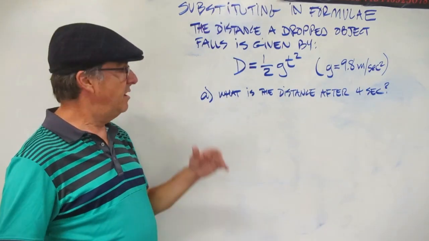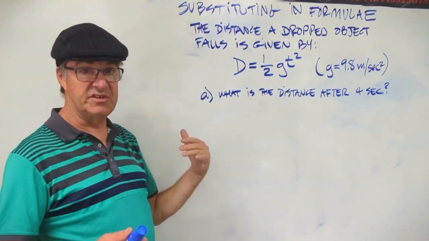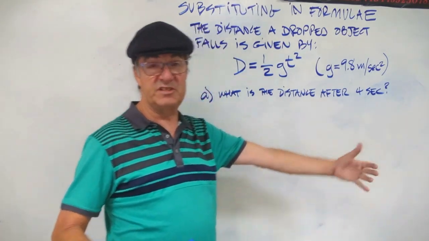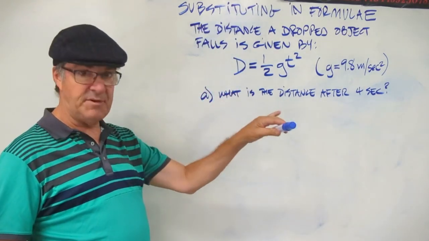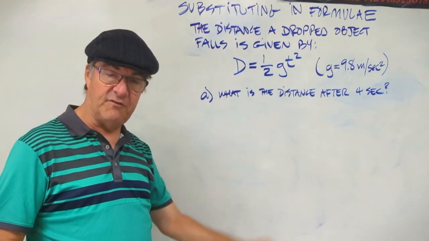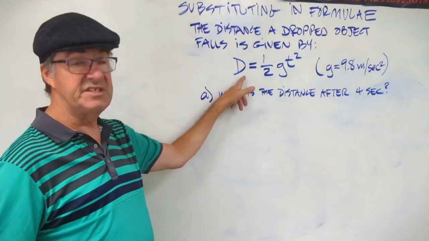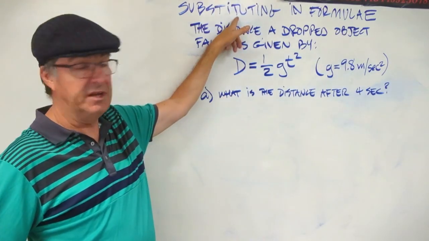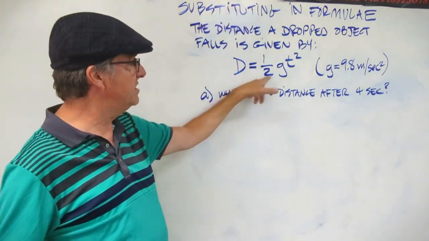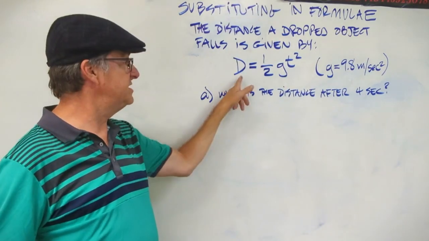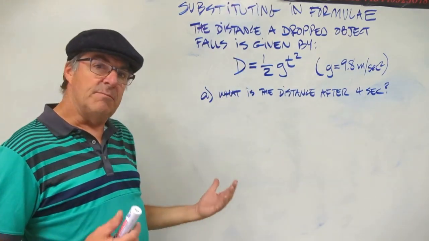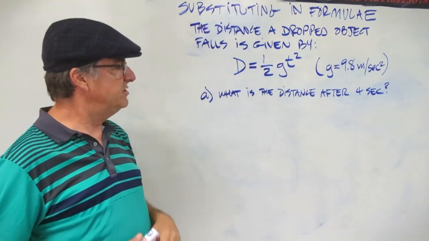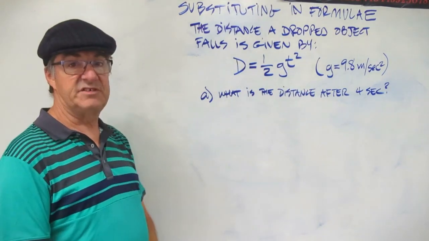Okay, so first question, which is on the easier side, would be like this. What is the distance after 4 seconds? So I take this, I drop it, maybe I'm standing on a cliff and it falls for 4 seconds. What distance has it fallen? So this is where we get to this word substituting. We're going to substitute what we know into this formula and get the distance. So maybe pause the video and do a plug-in step. You have enough information to plug in and then solve for distance.